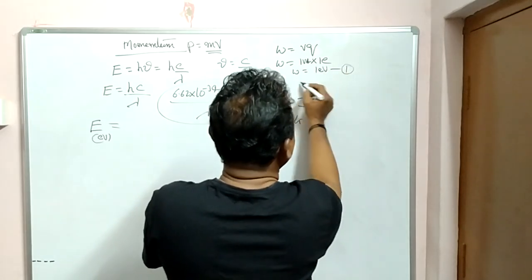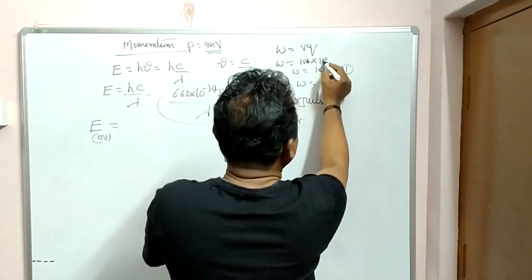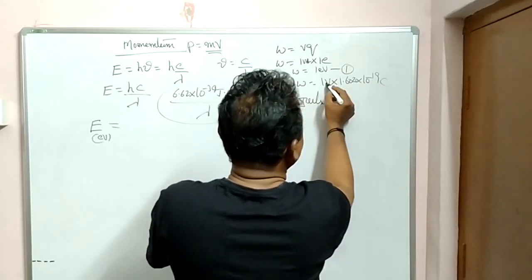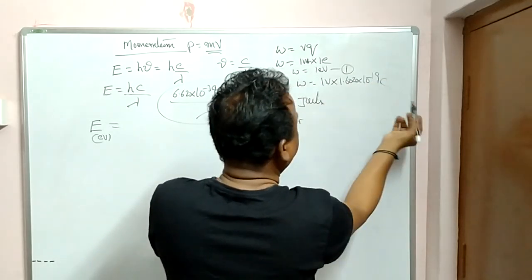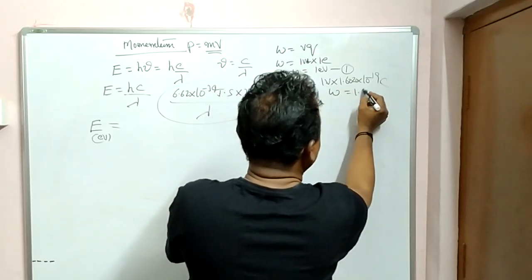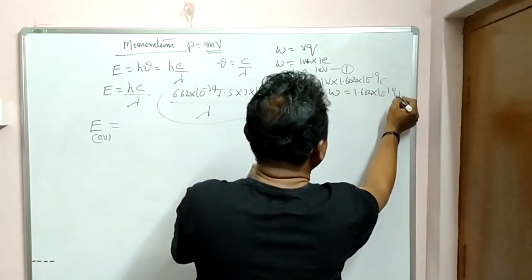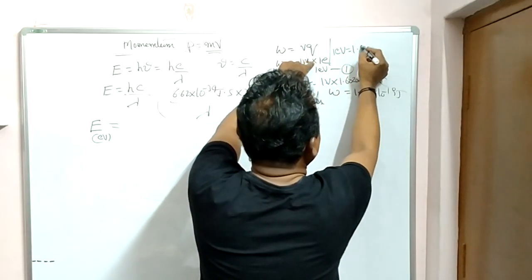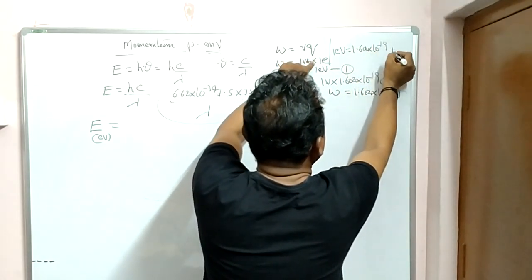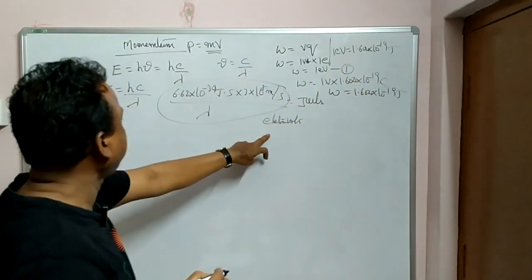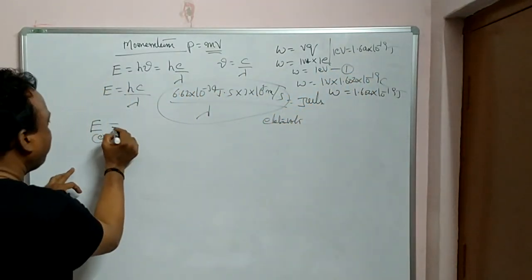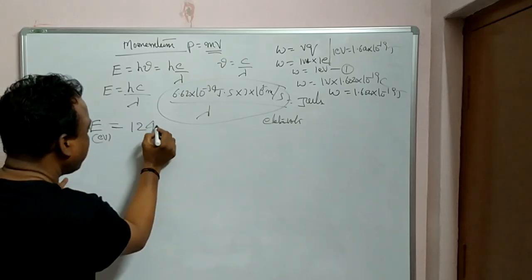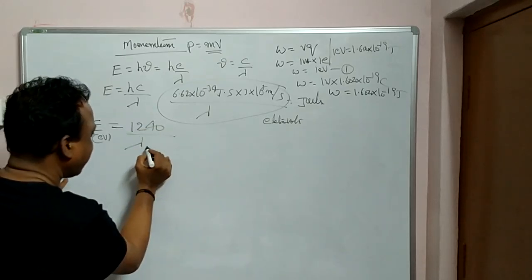But what is 1 eV? The charge of an electron is 1.602 into 10 power minus 19 coulombs. So volt coulomb is equal to work in joules. So W is equal to 1.60 into 10 power minus 19 joules. So 1 electron volt is equal to 1.602 into 10 power minus 19 joules. So from this, if you want energy in electron volts, the factor is 1240 when lambda is in nanometers.